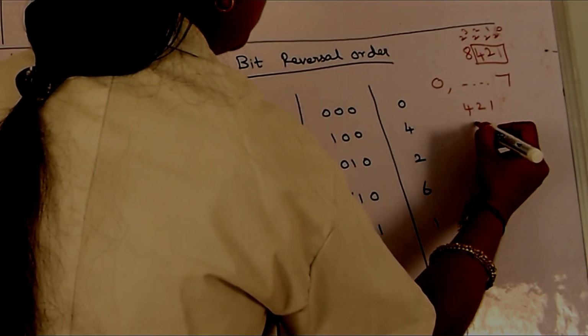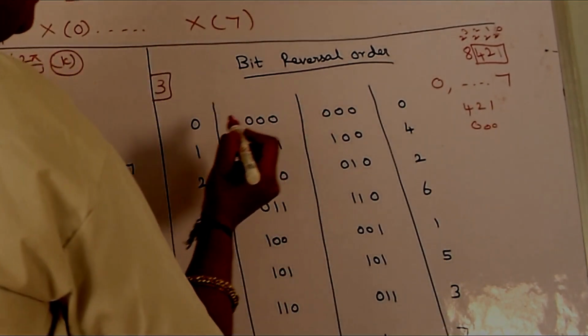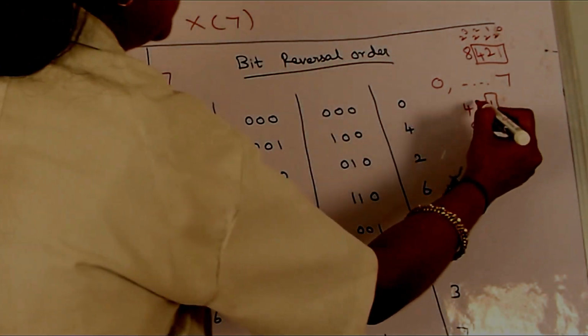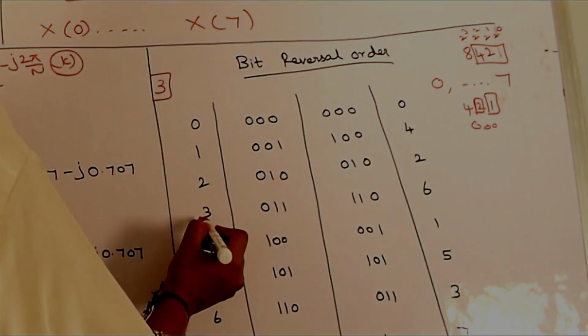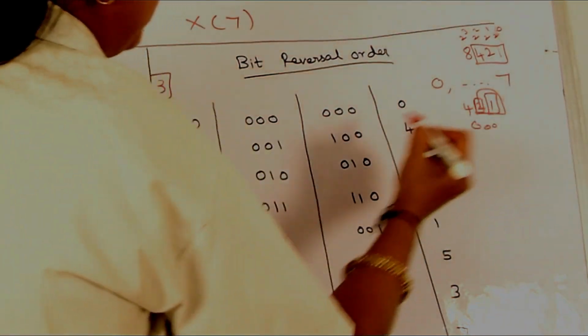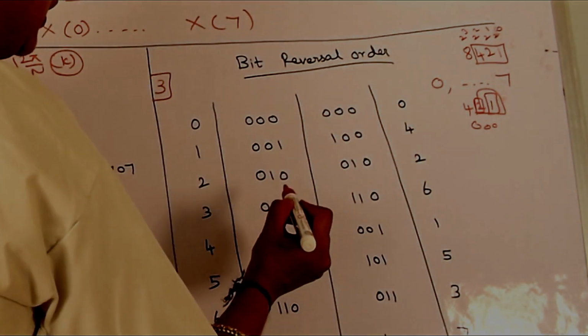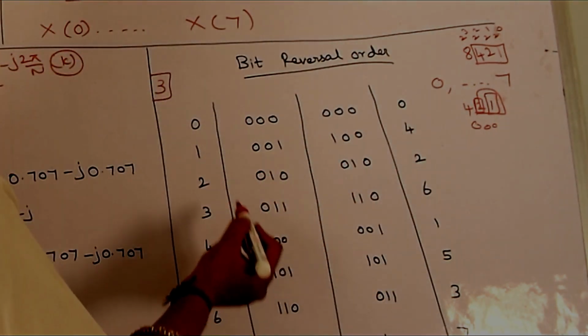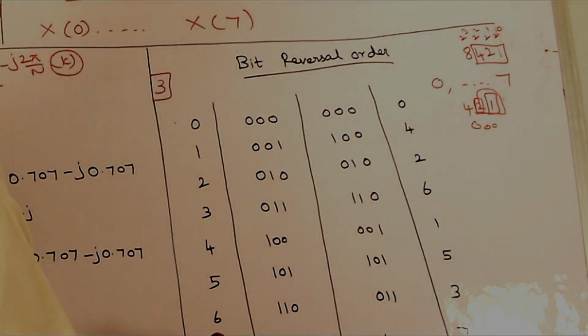For x of 0 you will have 0 0 0. For x of 1 this place will be 1. For x of 2 this place will be 1. For x of 3 both the places will be 1, so you can write 0 1 1. For x of 4 this place will be 1. In the same way you have to write from 0 to 7.